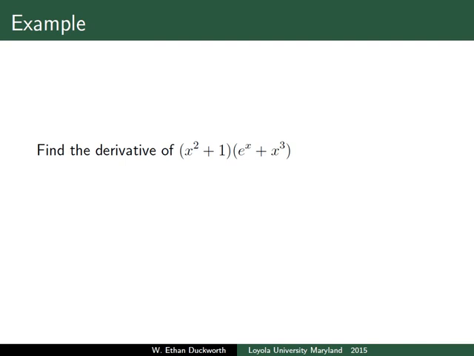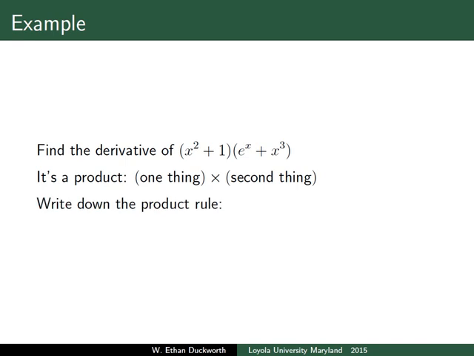In this example, we talk about how to find the derivative of x squared plus 1 times e to the x plus x cubed. And the first thing you should notice is this is a product. We have one thing times a second thing. And because of that, we should use the product rule.